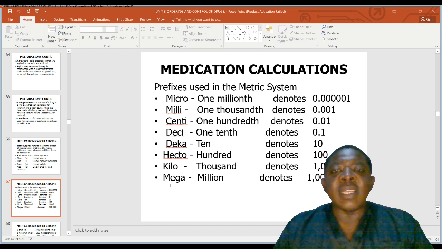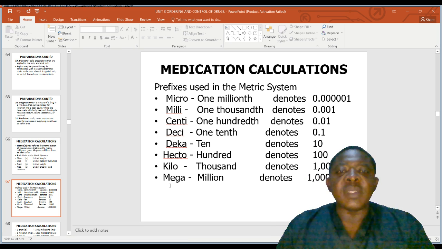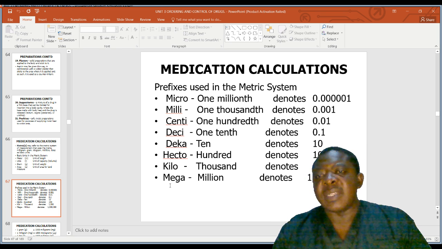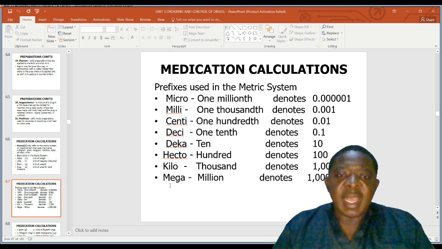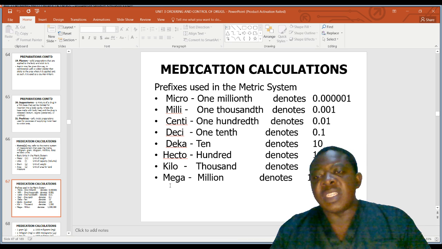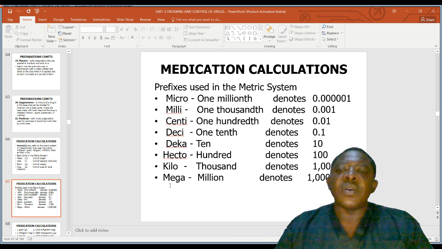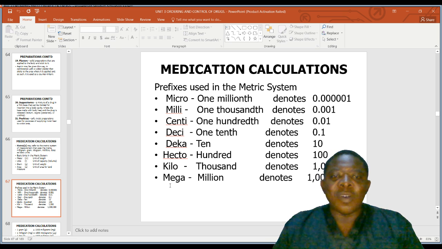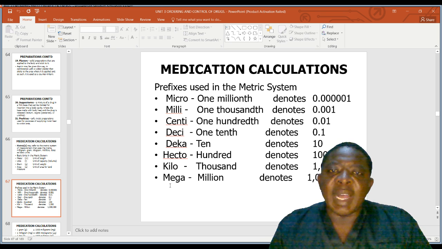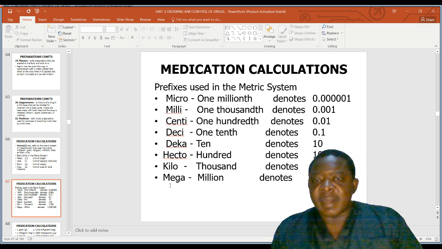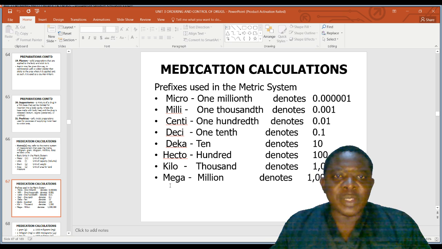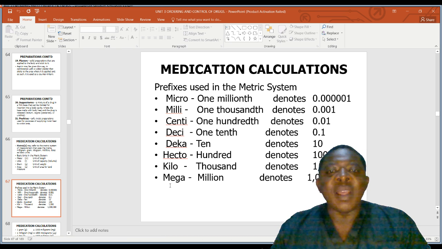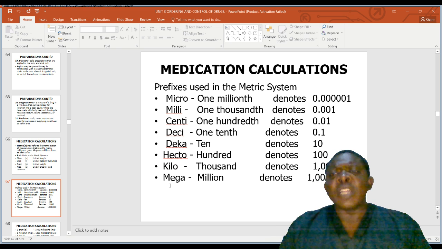Then deci, that is one tenth, so that is 0.1. Then deca, that is 10. Then hecto, that is 100. Then kilo, thousand. Then mega, million, the opposite of micro. Opposite of milli is kilo, and the like. So it's important you note these, and the number of zeros, the way they have shifted.